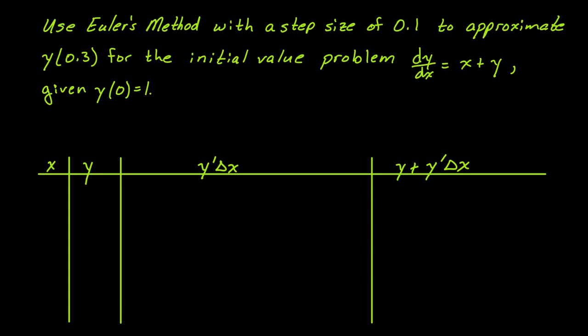Okay, we're going to continue looking at Euler's method here. So this first problem says to use Euler's method with a step size of 0.1 to approximate y of 0.3 for the initial value problem where dy/dx is equal to x plus y, and we're given an initial condition of (0, 1).